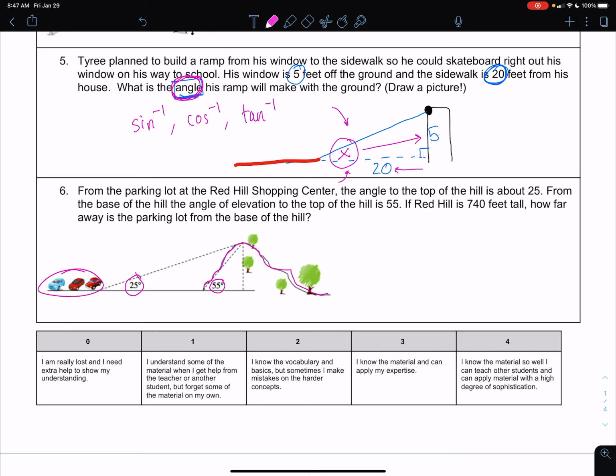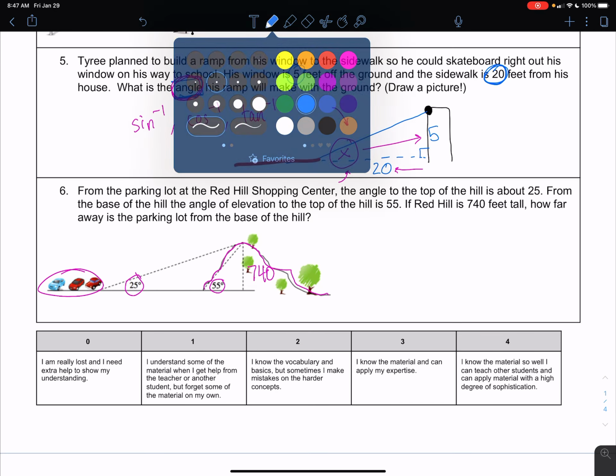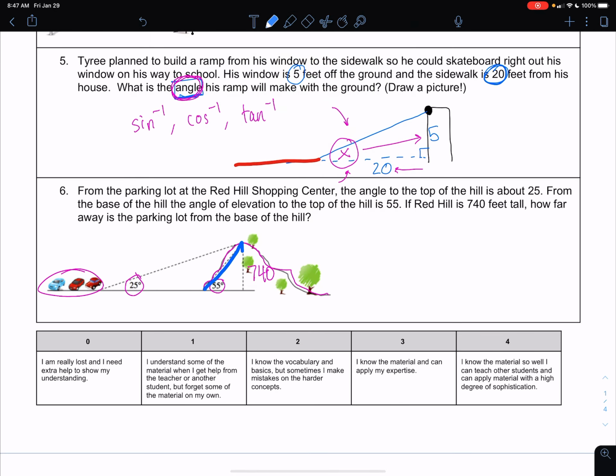And so 740 would be this left or right side of the triangle. Now, I want to highlight this because there are two triangles here. With our 55 degree angle, that's this triangle. And with the 25 degree angle, that's this triangle. Notice both of them on the right side have the 740, right? That's part of the triangle. And we've got our right angles right here.